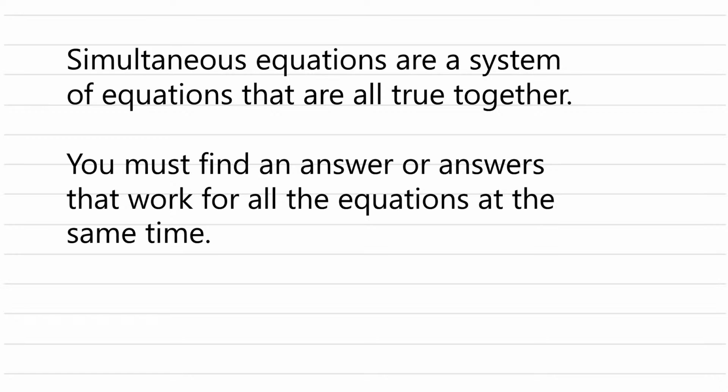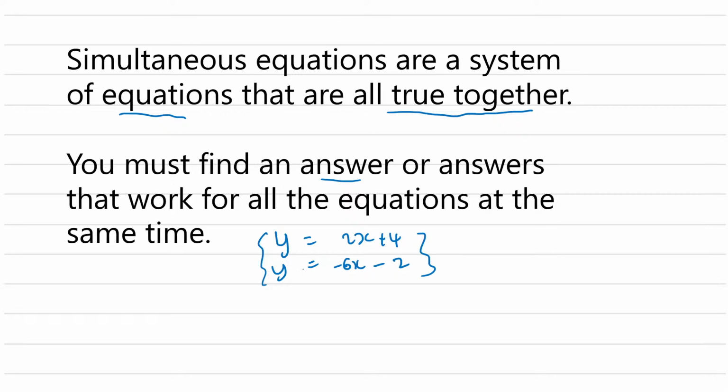So what are simultaneous equations then? Well, they are a system of equations that are all true together. You must find an answer or answers that work for all the equations at the same time. So for example, you might have y equals 2x plus 4 and another equation that says y equals 6x minus 2, for example, or minus 6x minus 2. And then you will need to solve these 2 equations and find an answer that satisfies both equations.